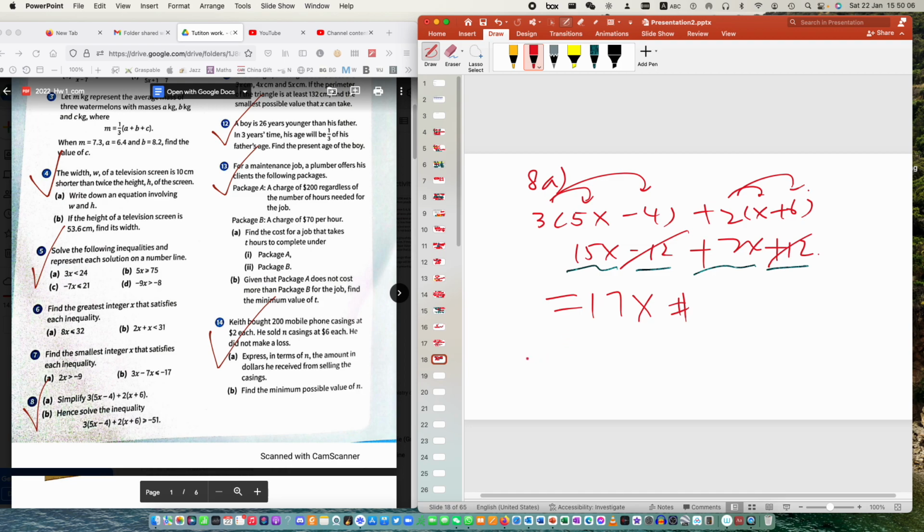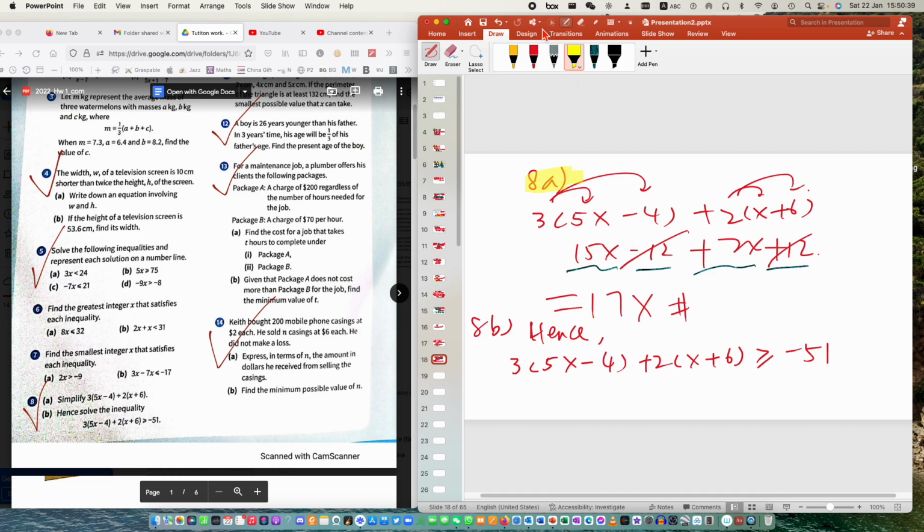So hence solve. Can you see that over here they have this? You know what's the meaning of hence or not? In English, it's like solve. So we are talking about 8b. Usually when they have the word hence, that means you must make use of part A. You cannot use other method. Are you clear? So next time if you have hence, you must make use of the part A answer.